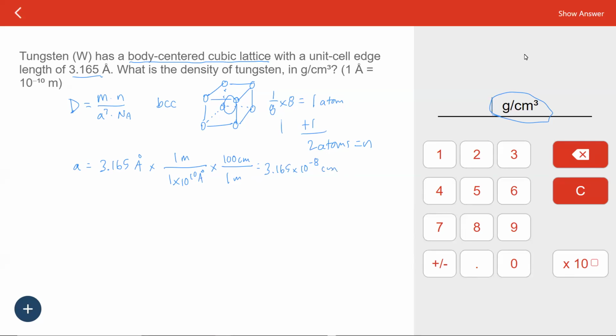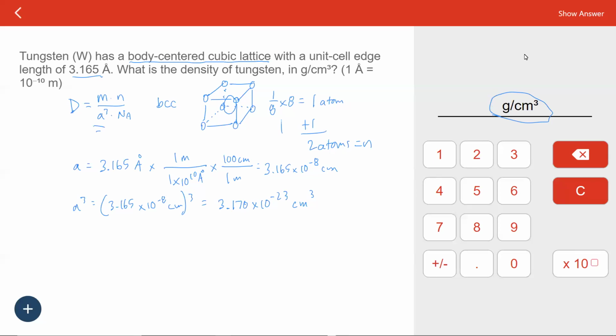Now in my equation, I need a cubed. So I'm going to cube that. And I get 3.170 times 10 to the minus 23rd centimeters cubed. Tiny number for the edge length, but that makes sense, right? That's the volume. The a cubed is the volume of our unit cell, and that volume can change, right? The larger the atom, and that makes sense.